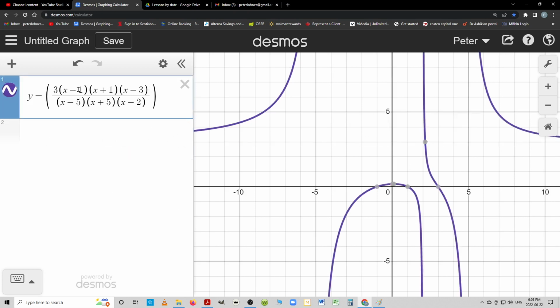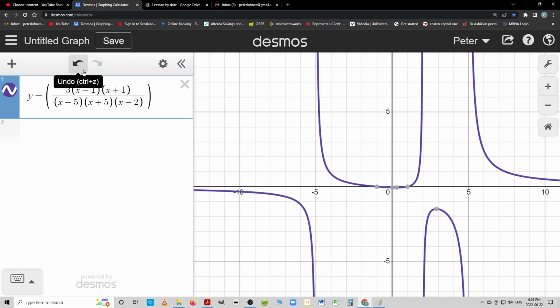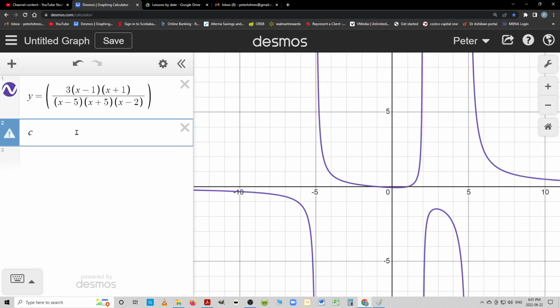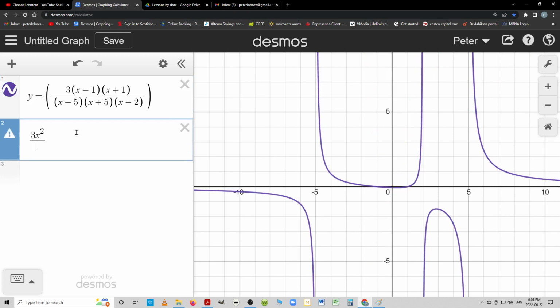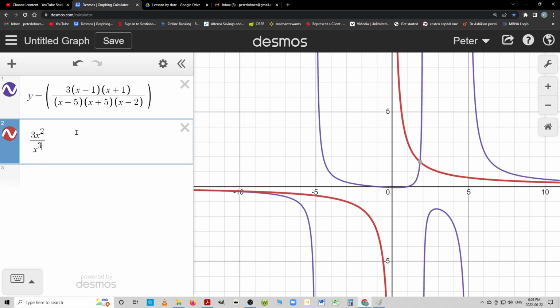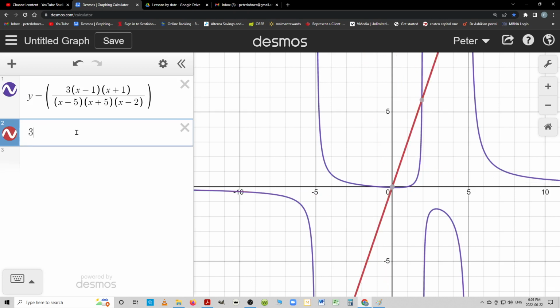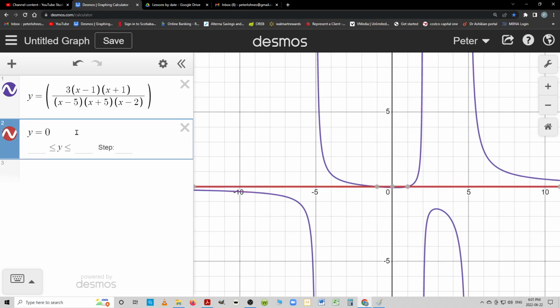What if the top power was 1 less? So let's say it didn't have this x minus 3. Well, if I expand the top, it's clearly 3x squared. And if I expand the bottom, it is clearly x cubed. It's clear that the power up above is smaller than the power down below. So that means that the horizontal asymptote will be at y is equal to 0.